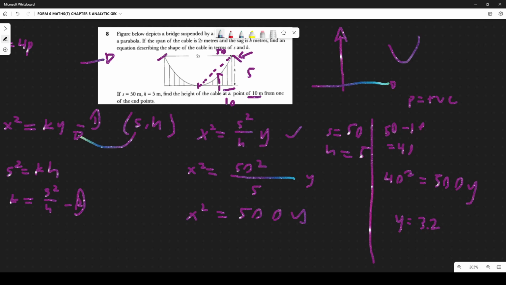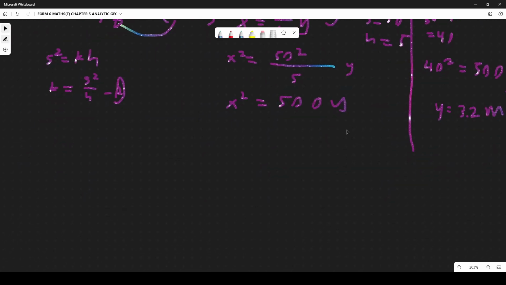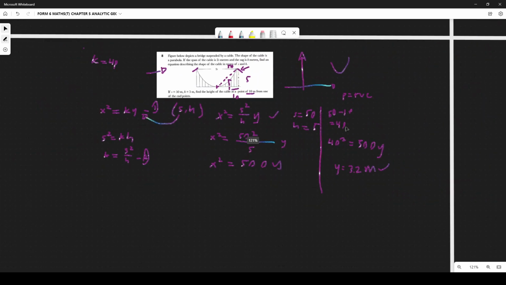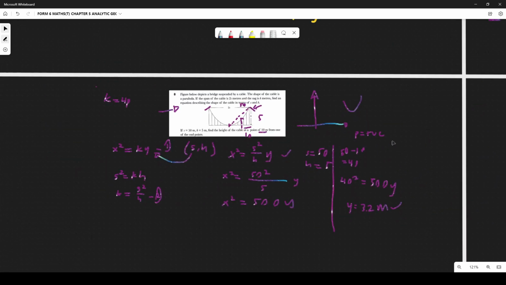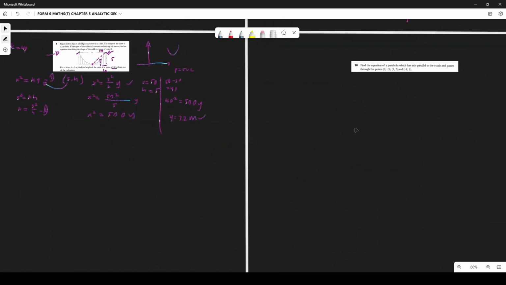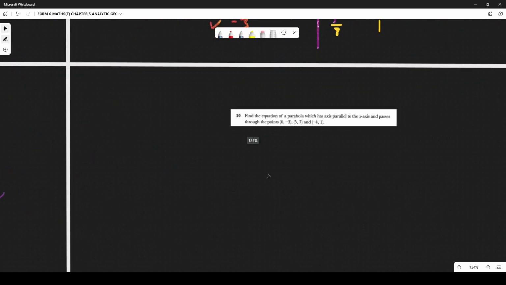16 over 5. Yeah, it's 3.2. So y is 3.2 meters. Alright, so that's one of the more you're-using-your-brain type of questions. You cannot just look at it straightforwardly and answer. You have to use your brain. I think about it for a while.